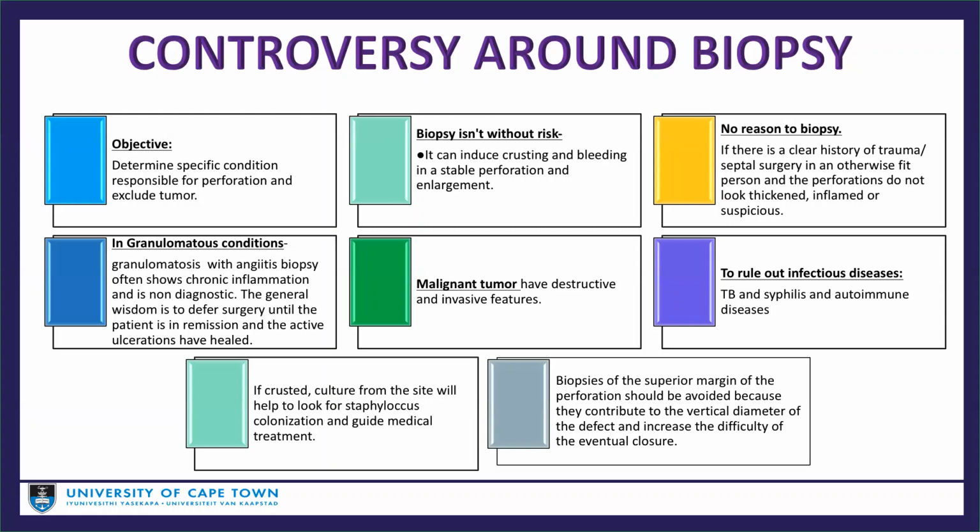However, we would biopsy if we are suspecting malignant tumor, to rule out infectious diseases, and in granulomatous conditions, because in Wegener's granulomatosis, we don't want to do a surgery when the patient is in active disease. In fact, we must wait for the patient to be in remission and for the ulcerations to heal before we proceed for surgery. Also, we can take culture from the sites of the perforation to look for Staphylococcus colonization that helps in medical treatment. Now, when taking a biopsy, please note not to take biopsies from the superior margin, as this will affect the vertical diameter of the defect and increase difficulty in further closure.